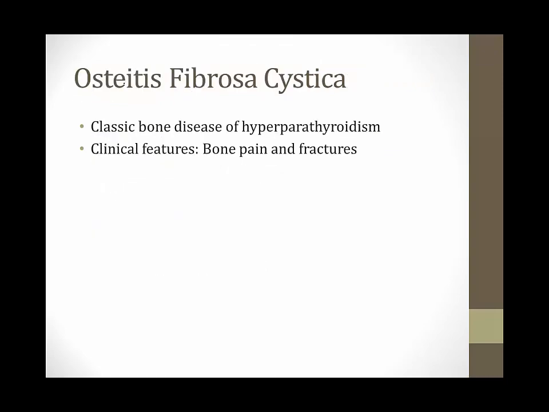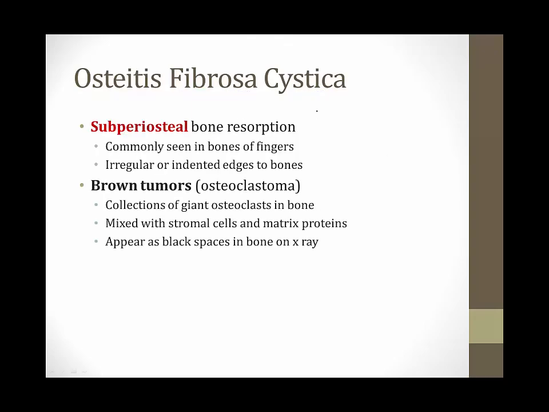Now I want to spend a minute talking about the bony changes that occur in hyperparathyroidism. Those changes are called osteitis fibrosa cystica. This is the classic bone disease seen in long-standing untreated hyperparathyroidism. The clinical features that develop and what the patient will complain about are bone pains and recurrent fractures. What's happening at the tissue level is that bone is being resorbed in the subperiosteum. You should remember this word subperiosteal.